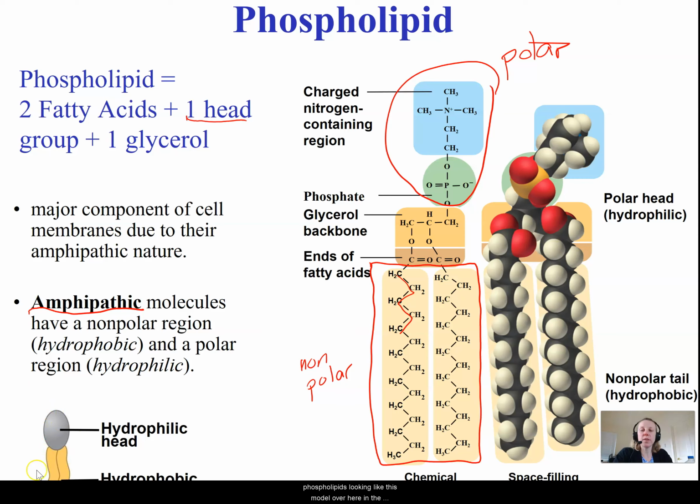Often we draw phospholipids looking like this model over here on the side, where there's a circle with two little sticks coming off of it. We'll call the hydrophilic part a hydrophilic head. That's going to interact well with water. And then we have hydrophobic tails down at the bottom.